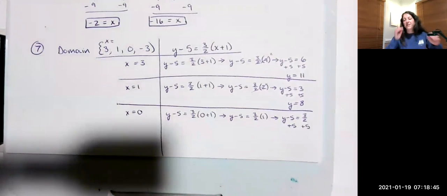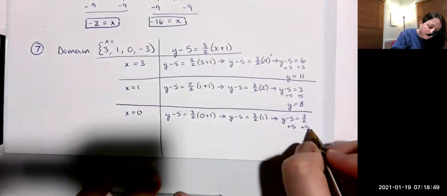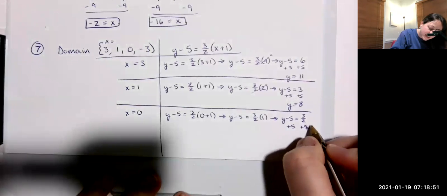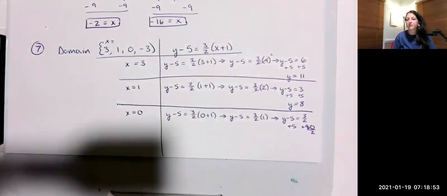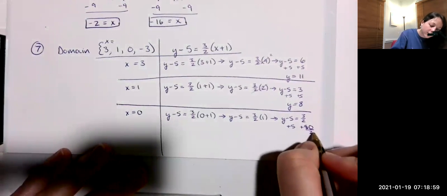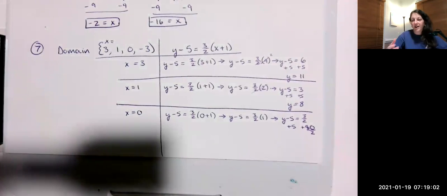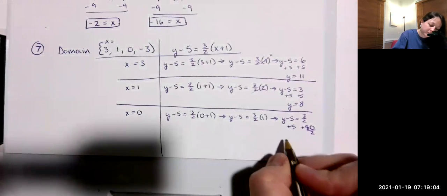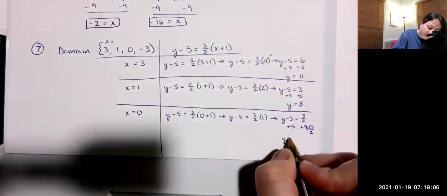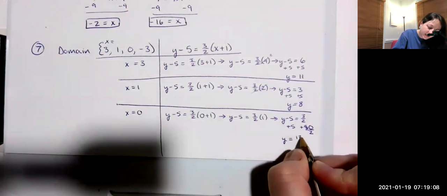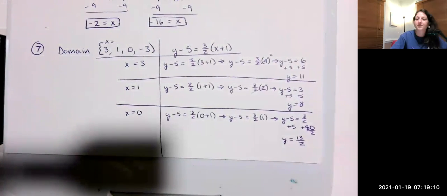Now, when I add 5 to 3 over 2, I'm actually going to make it a common denominator. So I'm going to make this 10 over 2. All right. If you want a common denominator of 2, you have to multiply the numerator and denominator by 2. So 5 over 1 became 10 over 2. That gives me my final answer of y equals 13 over 2.